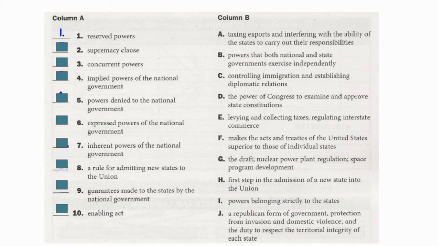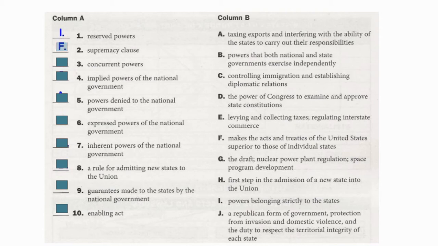So, we're going to start with reserved powers. This is letter I. These are powers that belong strictly to the states. And when we look at, for example, Amendment 10 in the Constitution, which basically says that any powers that the federal government doesn't have, those remaining powers go to the states. And those are basically reserved powers.